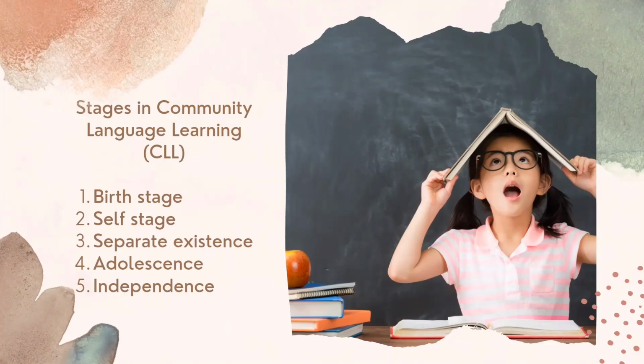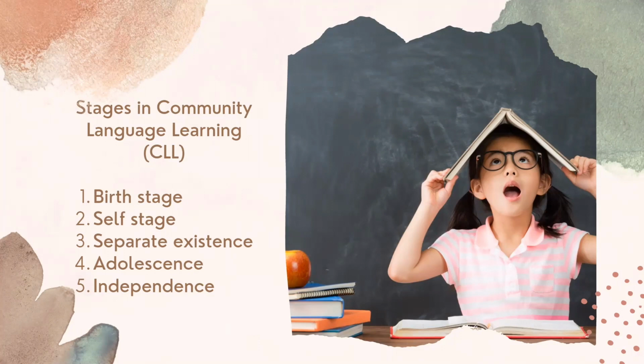Now, there are stages in community language learning. First, we have the birth stage. Feeling of security and belonging are established. Dependence on the knower as learners have little or no idea of the target language. Next stage is the self stage. As the learner's ability improves and starts to get an idea of how language works, they achieve a measure of independence from the parent, although they still seek help from the knower.